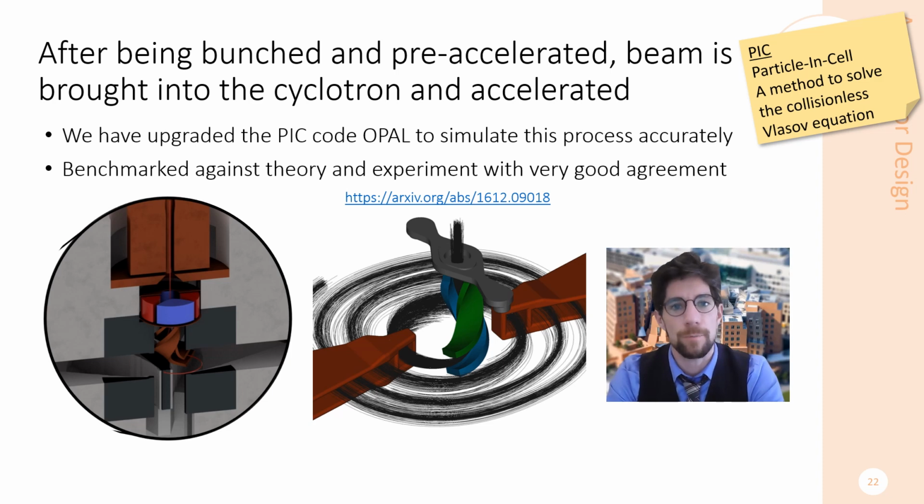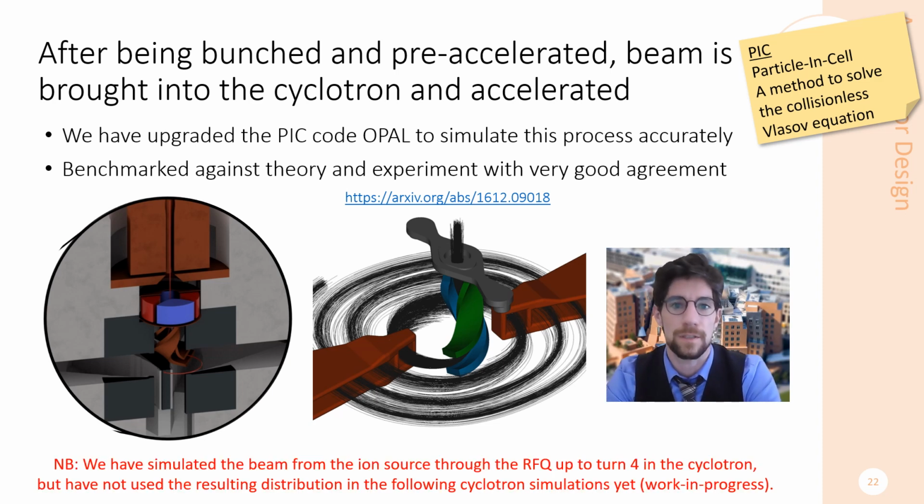We have recently upgraded the OPAL code to actually be able to very accurately simulate this process, including mirror charge and space charge and particle termination on the electrodes. We are now in the process of simulating the RFQ output beam as it goes through this system and into the cyclotron. That means that the cyclotron simulations that I'm going to show on the next few slides are not yet using the RFQ beam.